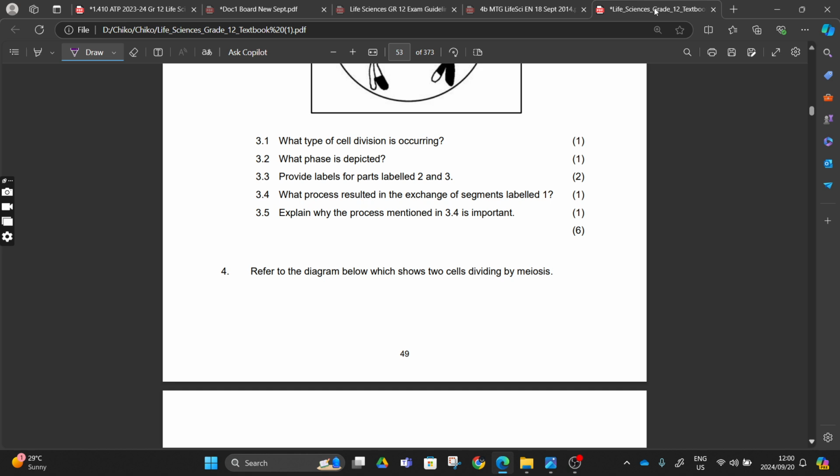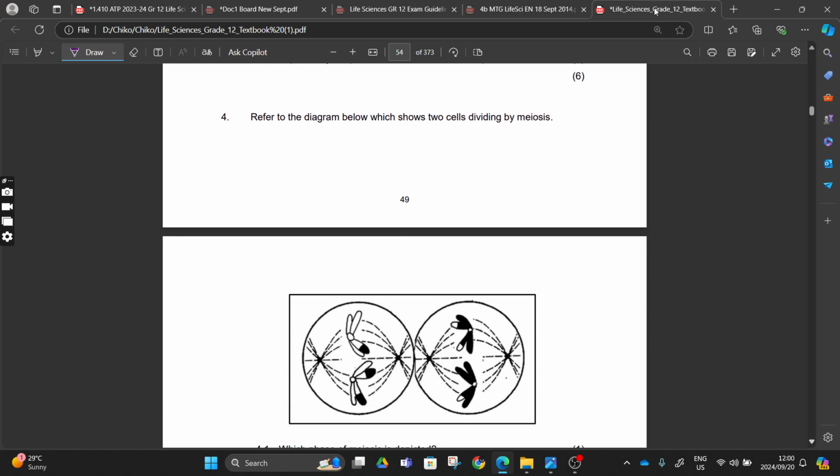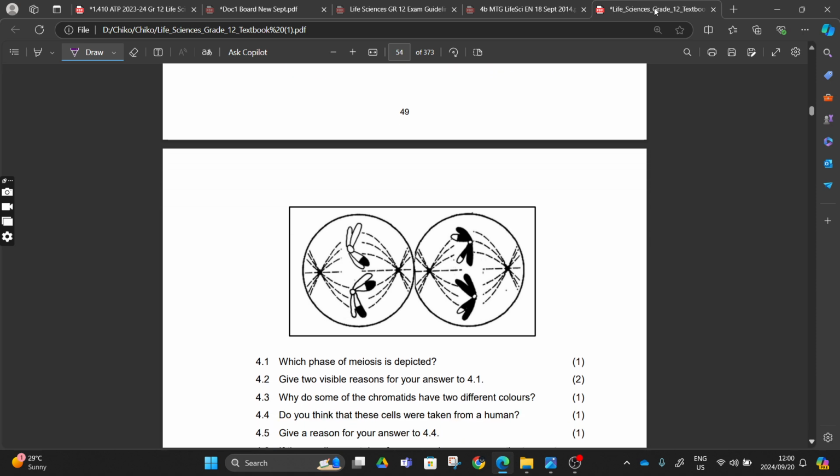So we do these activities. I didn't do my timer there, that's the problem. Refer to the diagram below, which shows the cell division of meiosis.